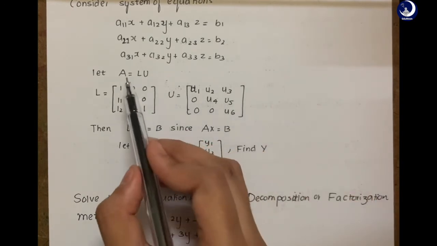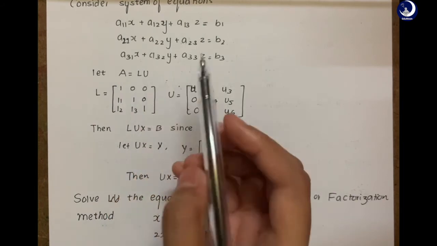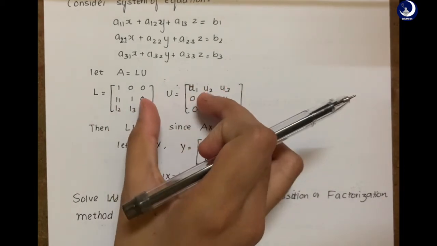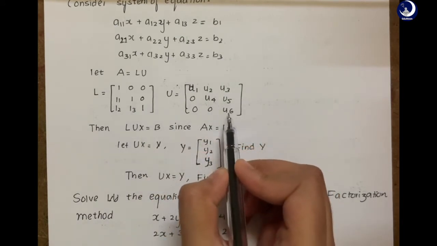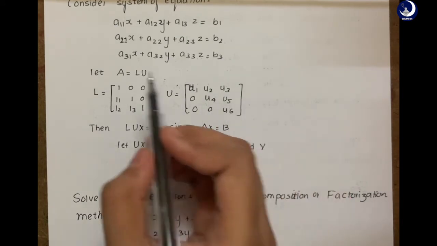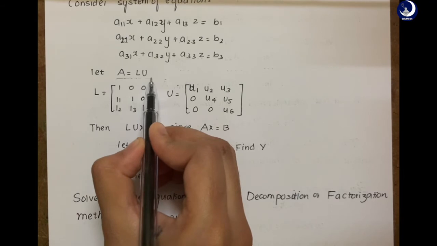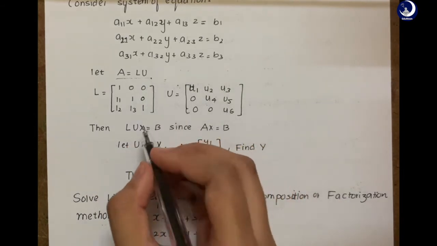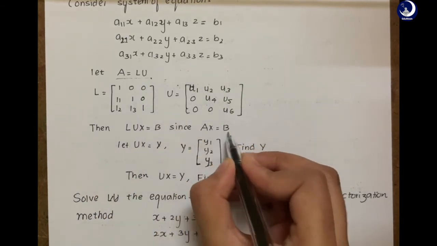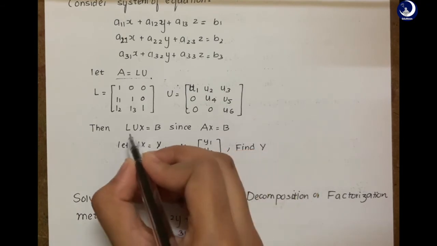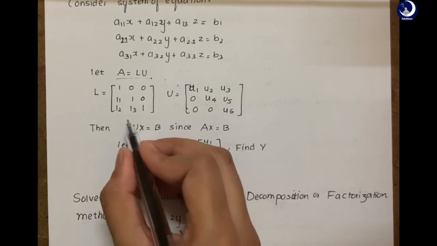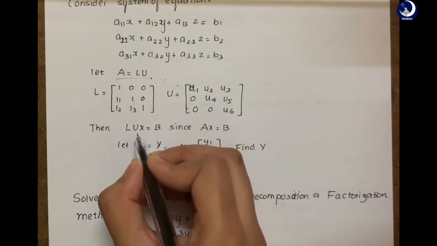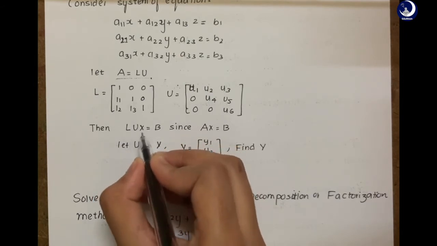First, since A equal to LU, we'll be multiplying these two matrices and we'll be finding this L1, L2, L3 values and U1 to U6 values using this A equal to LU. Now, since Ax equal to B, we'll be replacing A with LU, then we'll be getting LUx equal to B. We know L and U values, so let's take Ux equal to Y.